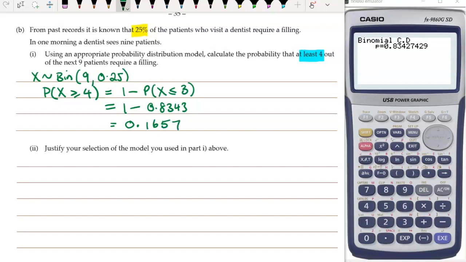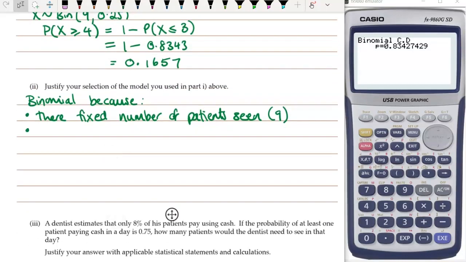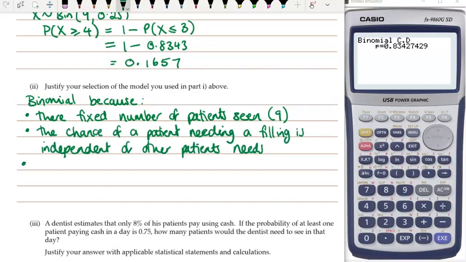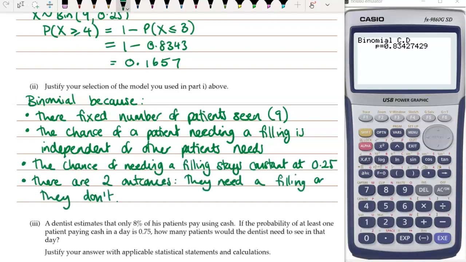Then we've got the usual expected question of justify our use of binomial. So it's binomial because, and then we'll run through our FIST acronym. There are a fixed number of patients. The chance of each patient needing a filling is independent of whether other patients need fillings. The chance of needing a filling remains constant at 0.25. And there are 2 outcomes: they need a filling or they don't.